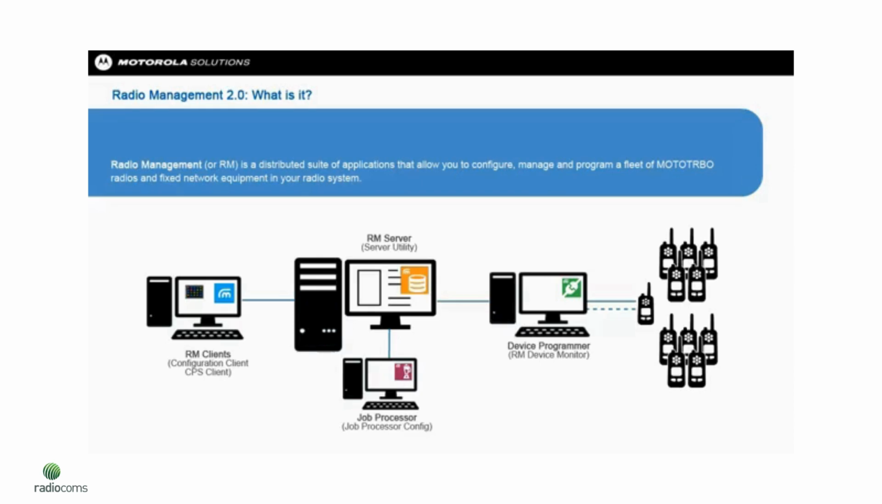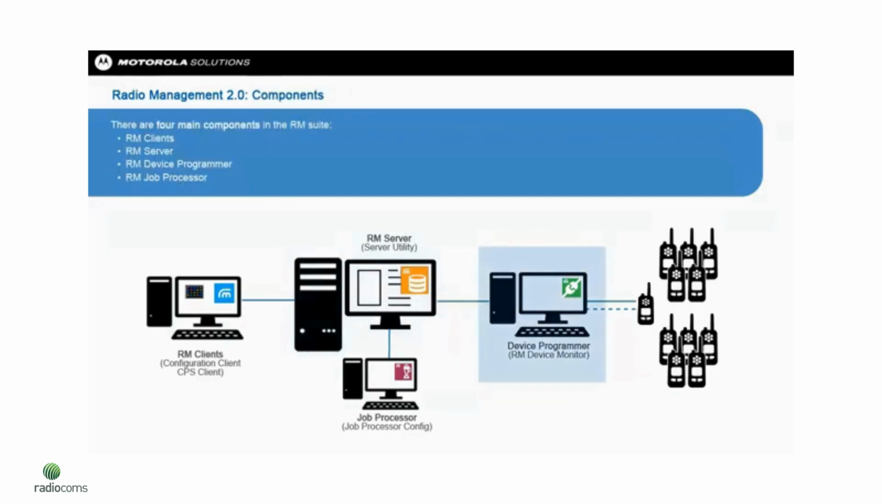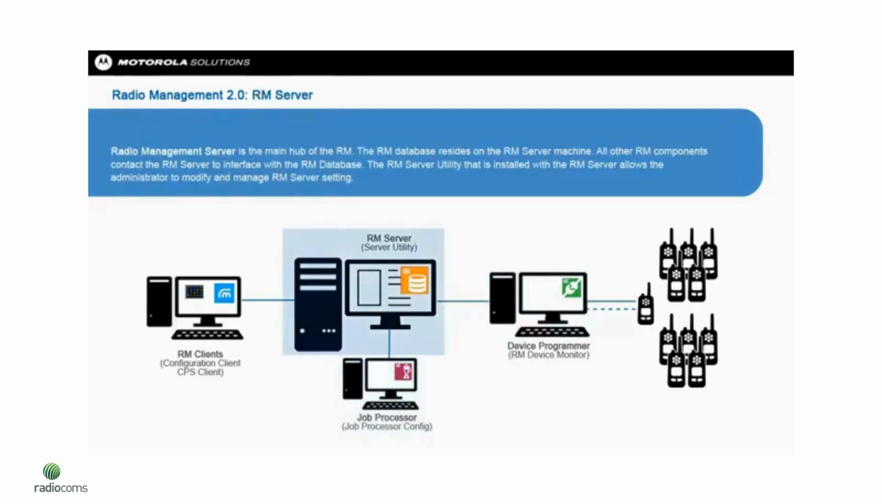There are four main components in the RM suite: RM Client, RM Server, RM Device Programmer, and RM Job Processor. Radio Management Server is the main hub of the RM. The RM database resides on the RM server machine. All other RM components contact the RM server to interface with the RM database.